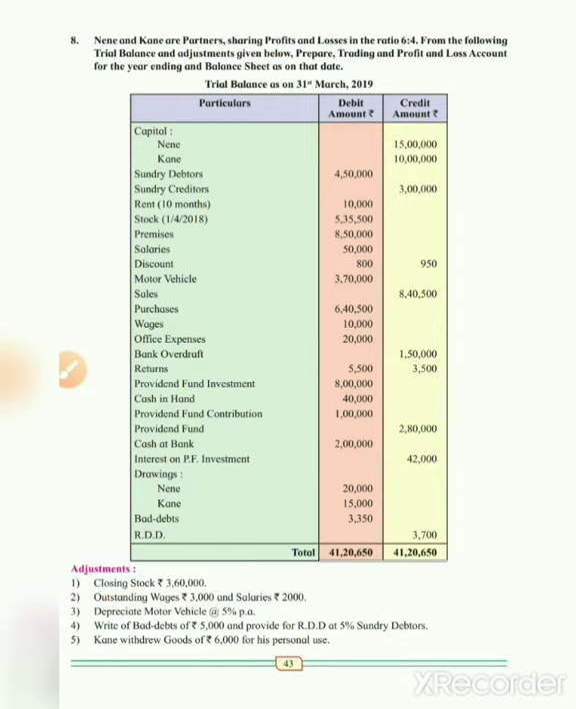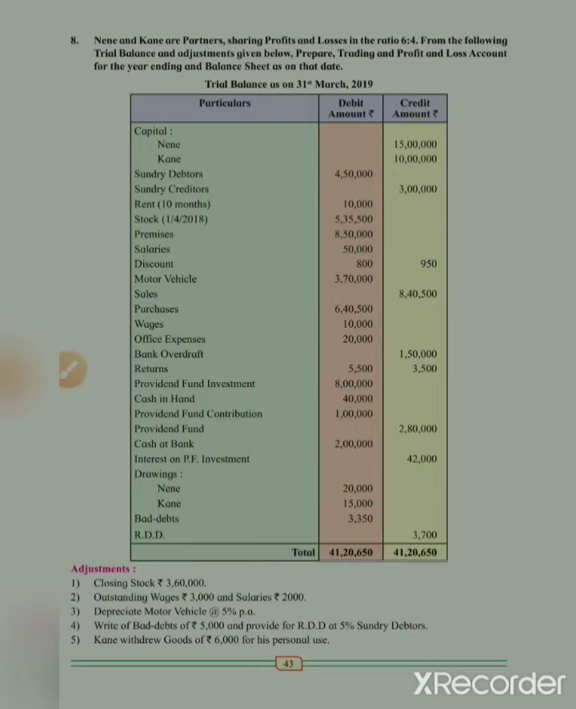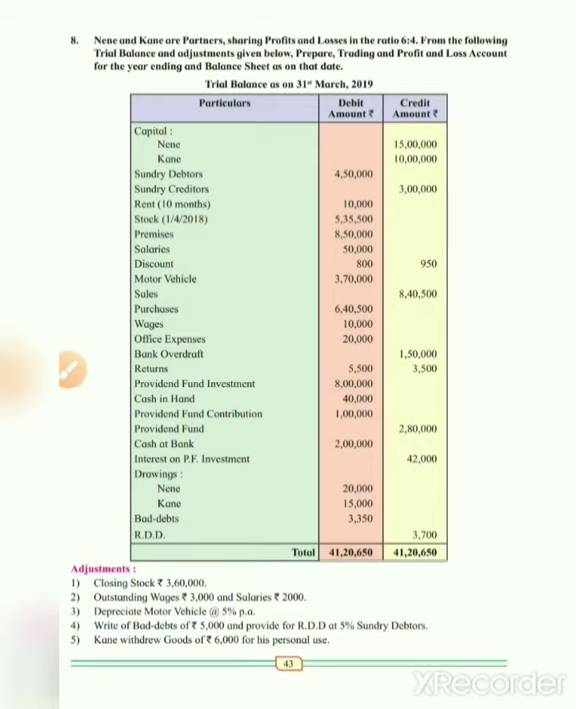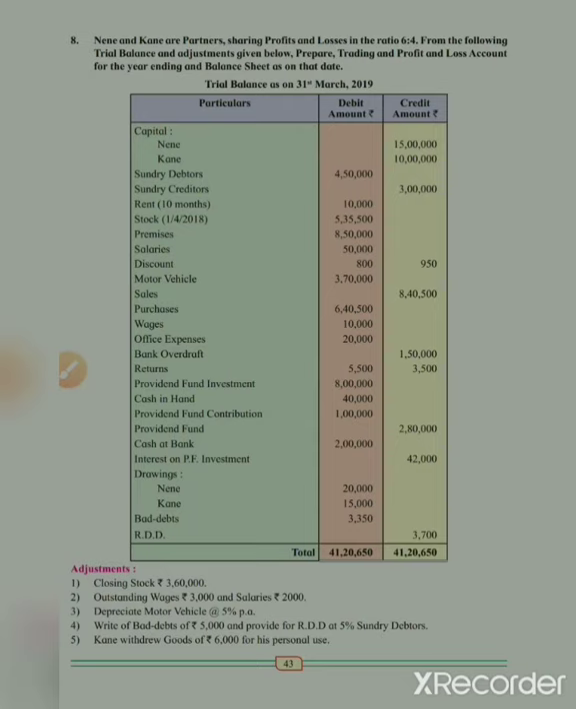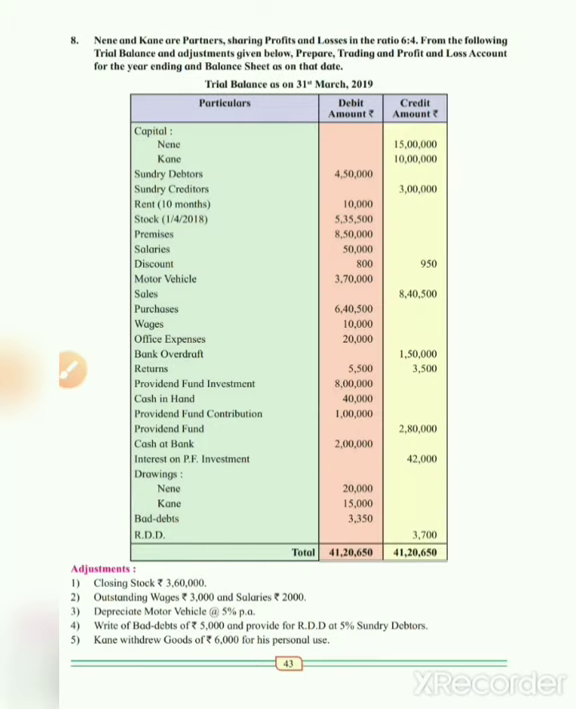Stock 1st April 2018, 5,35,500. See, this is the stock at the beginning of the year. It means it is our opening stock, hence will be recorded on debit side of trading account. Next item, premises. It is the asset for the firm, hence will be recorded on asset side by rupees 8,50,000. Salaries, indirect expenditure will be recorded on debit side of profit and loss account.